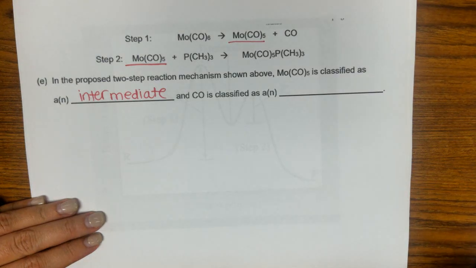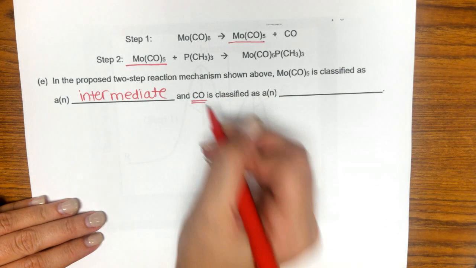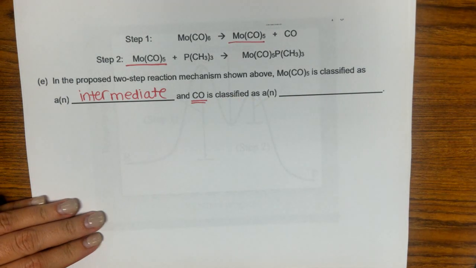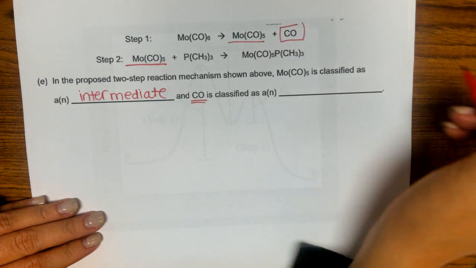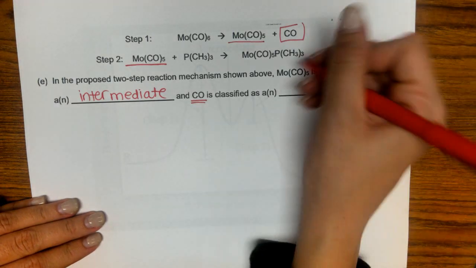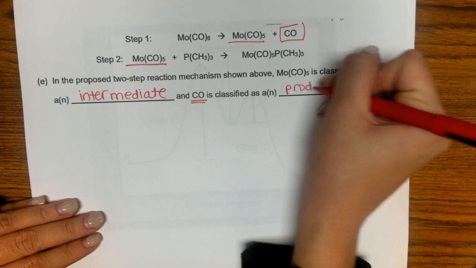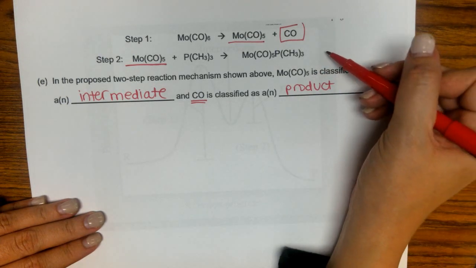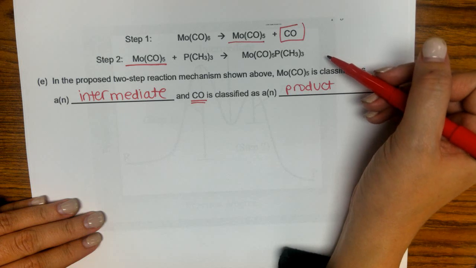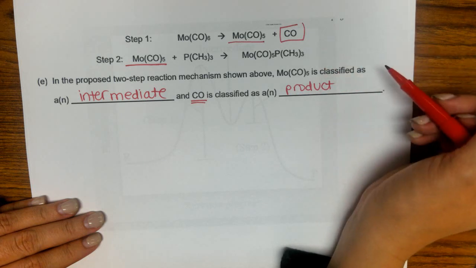And then my CO, what would just my carbon monoxide be? I see it over here, and I don't see it anywhere else. So if it only appears on the right side of the equation, it's a product. It's not included in step 2 because it's not used in step 2, but that doesn't mean that it's not a product still.